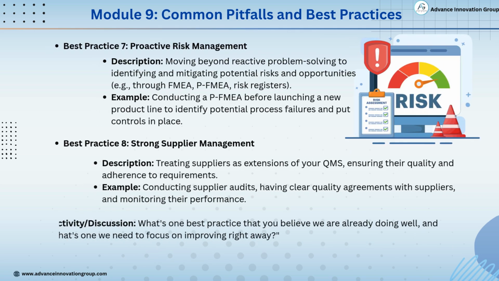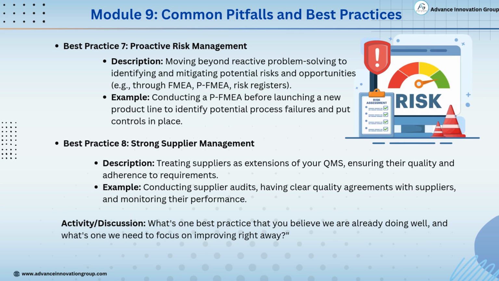Best Practice 7. Proactive Risk Management. Description: instead of waiting for problems to occur, organizations must shift toward anticipating risks and putting preventive actions in place. Example: before launching a new product, a process FMEA, failure modes and effects analysis, is done to identify where failures might happen and what controls can reduce that risk. This ensures a smoother and safer rollout.